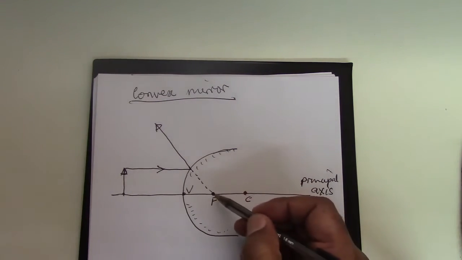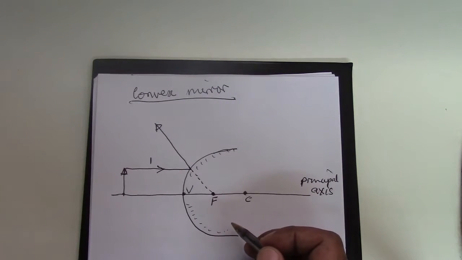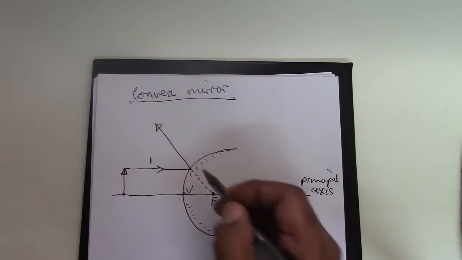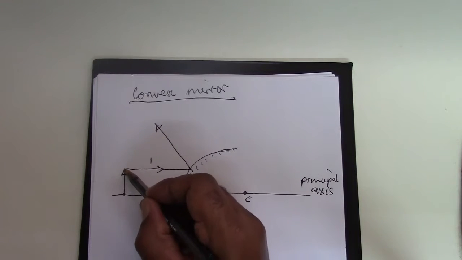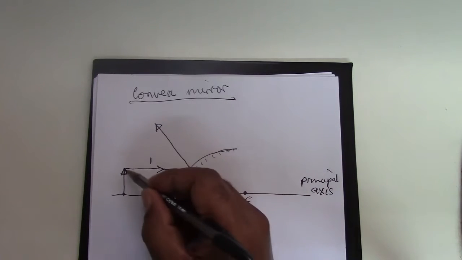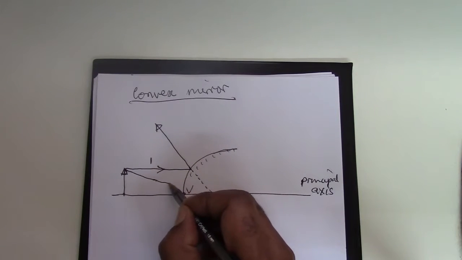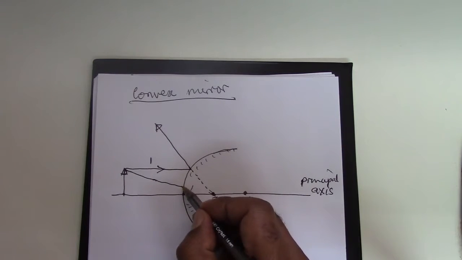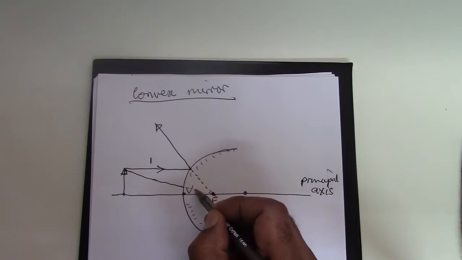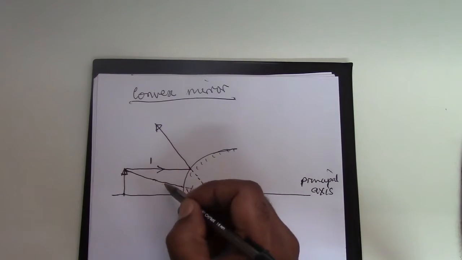Always. Now, this we call our ray one. Now, the second ray, which travels again from the tip of the arrow, but along the path that passes through the focal point, like that.